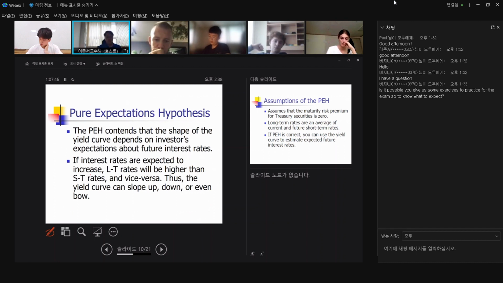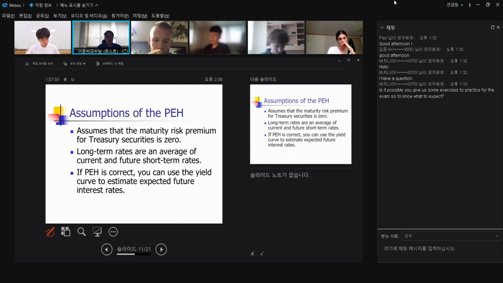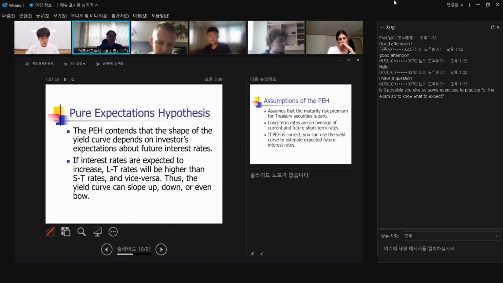Okay. And the last topic of this chapter is the pure expectation hypothesis. So as I told you, the pure expectation hypothesis contends that the shape of the yield curve depends on investors' expectations about future interest rates. As I explained, the reason why the yield curve slopes upward is because we assume the future long-term interest rate is higher than the short-term interest rate. That's why the yield curve shows upward.